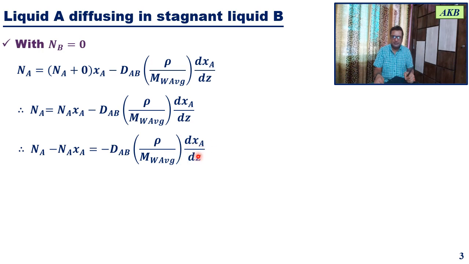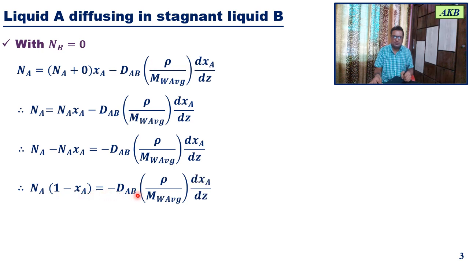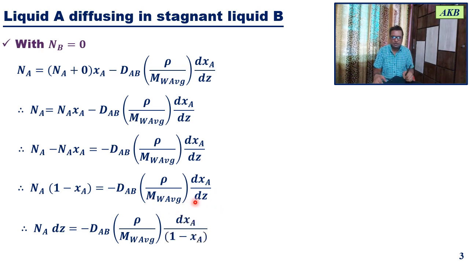dxa by dz. Okay, in the next step, what we can do is take Na common on the left hand side. So if you do that, it will be Na into 1 minus Xa, that is equal to minus Dab rho upon Mw average dxa by dz. And further, in the next step, I have just rearranged the equation. I have brought this dz to this side, and I have taken 1 minus xa to this side. So you have Na into dz is equal to minus Dab rho upon Mw average dxa upon 1 minus xa.